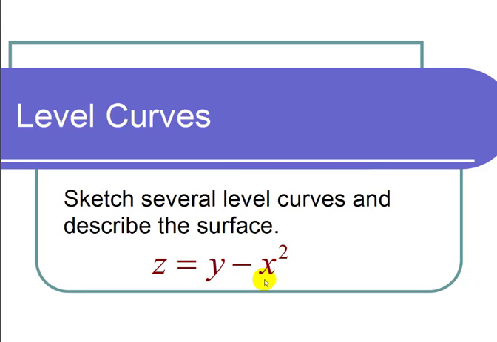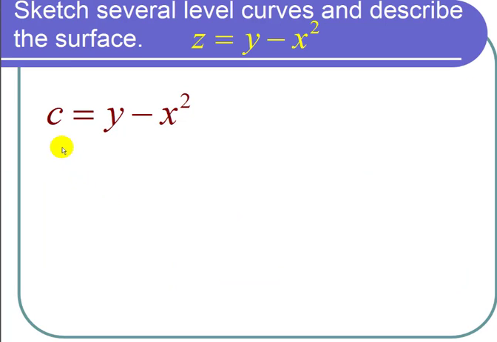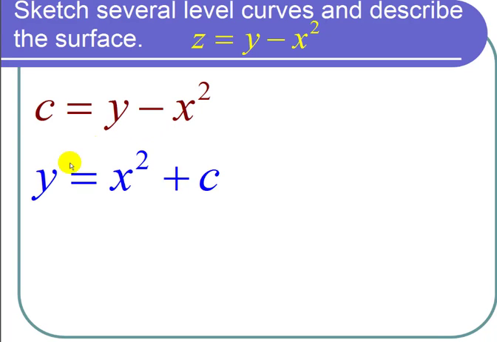So to sketch level curves, I replace the variable z with a constant which we usually call c. So I do that, and I get c equals y minus x squared. Now let's solve for y to get y equal x squared plus c. So for different values of c, these curves will be parabolas with y-intercept at c.